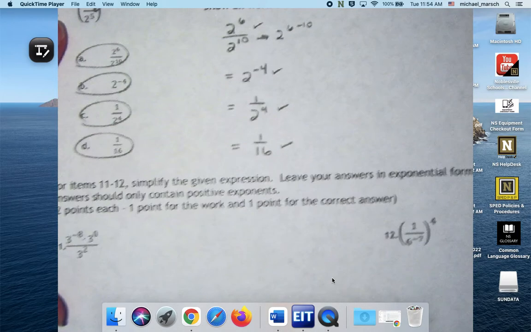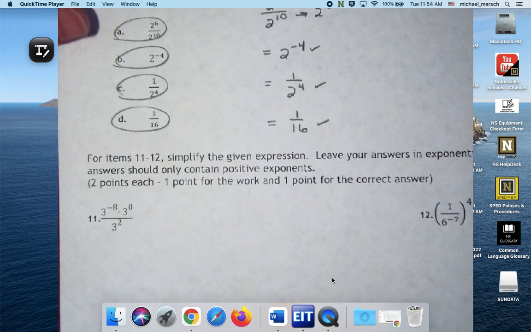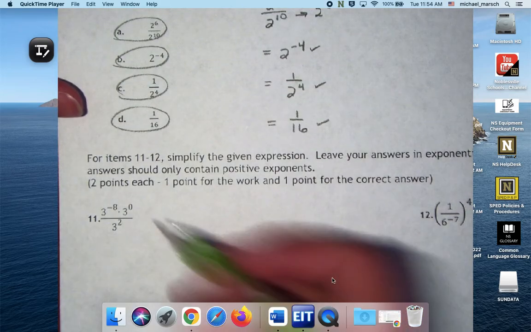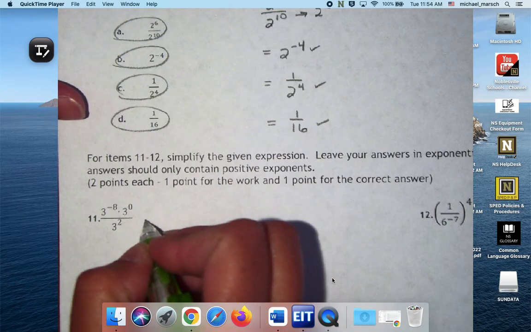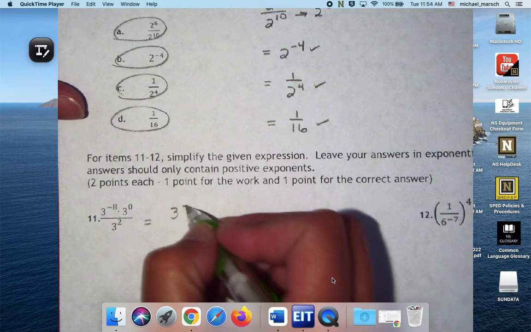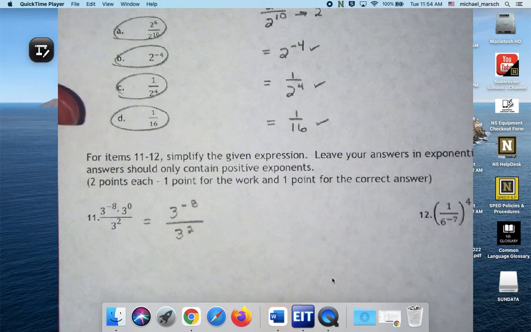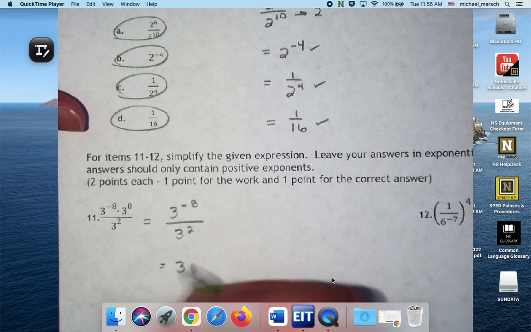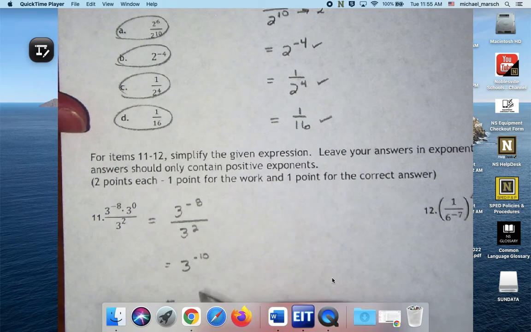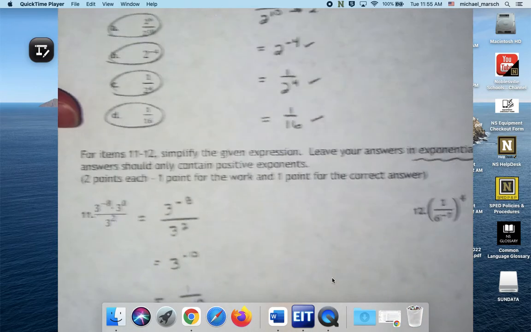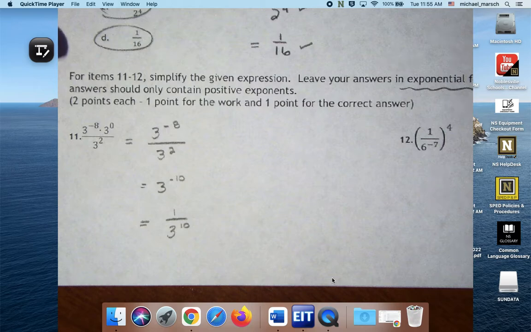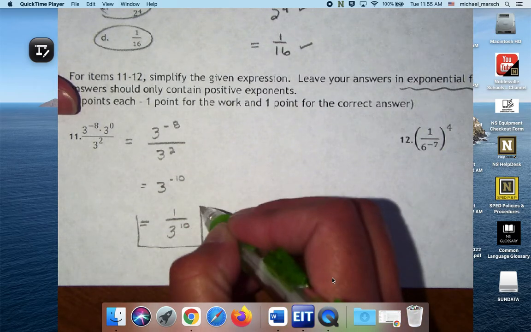Okay, last 2 questions. Somebody tell me, how did you work out number 11? What did you do? Landon. Perfect. And we want our answers in exponential form. Don't you try to figure out 3 times itself 10 times. So this would be your final answer.